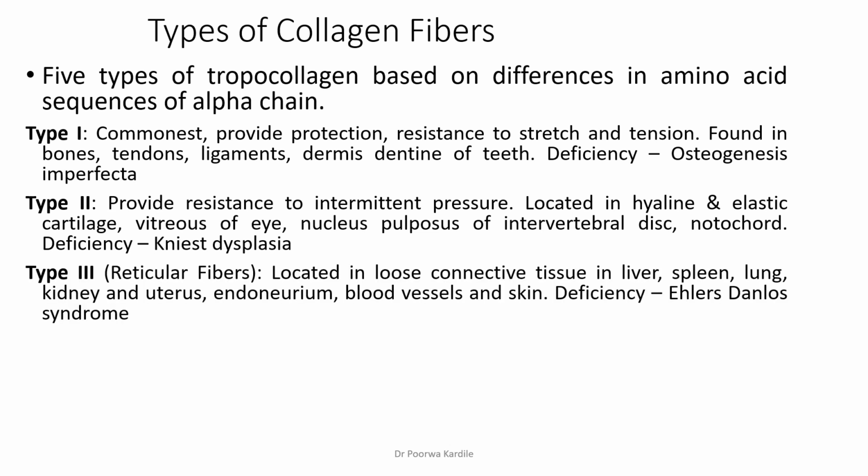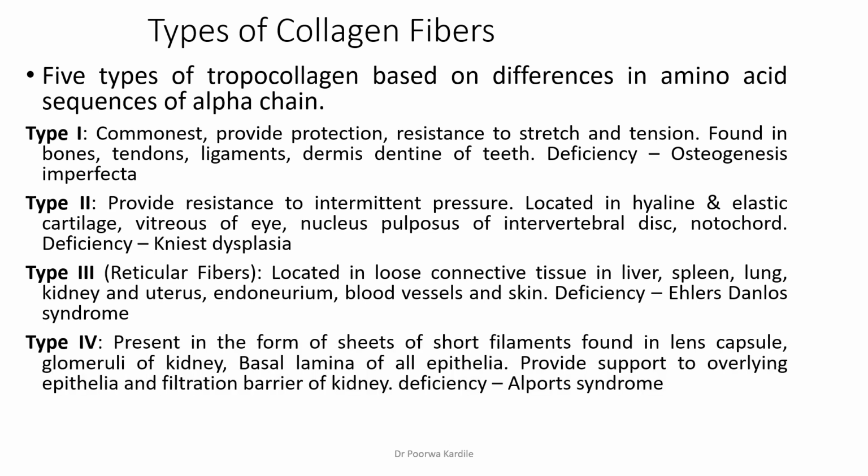Type 3 fibers are also known as the reticular variety of collagen fibers. They are located in loose connective tissue of the liver, spleen, lungs, kidney and uterus. And if there is deficiency of type 3 reticular fibers, it leads to Ehlers-Danlos syndrome. Type 4 fibers are present in the glomeruli of the kidney, basal lamina of epithelium, and they form the filtration barrier of the kidney. And if there is deficiency of type 4 fibers, it leads to Alport syndrome. Type 5 fibers are seen in placental tissue.